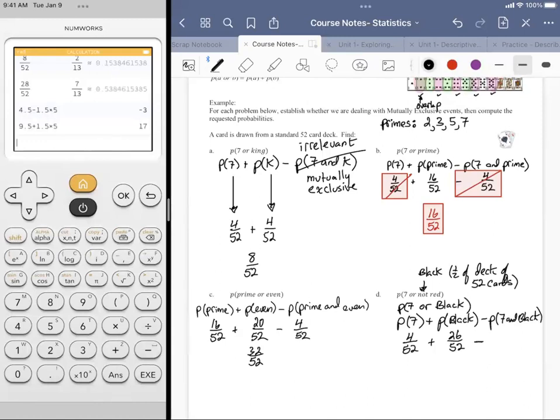But then we'd have to subtract off any instance of overlap, a card that is both 7 and black. So that would be the 7 of, forgive me, that's how I make a club. 7 of clubs, 7 of spades. All right, so that's a total of 2 cards in the deck out of the 52 available. And so 4 plus 26, 30 minus 2, 28. So 28 out of 52 would be the probability.